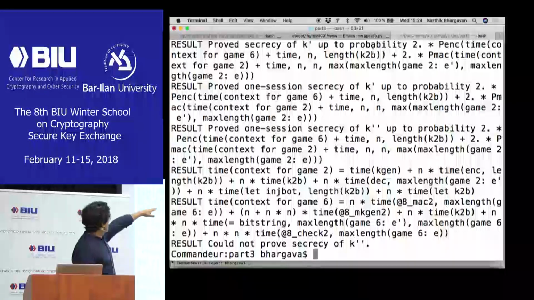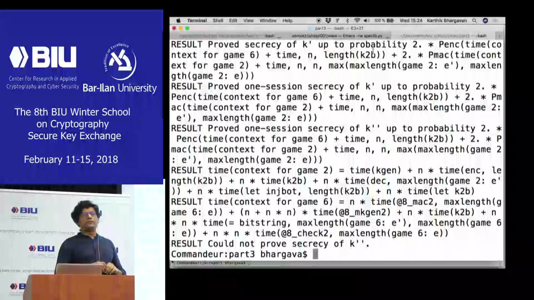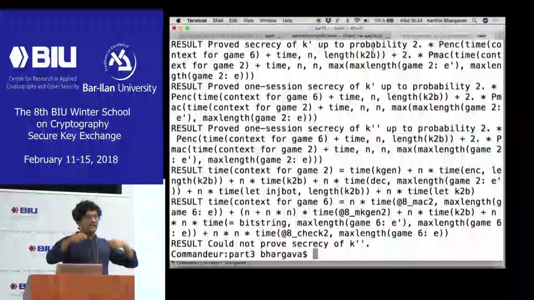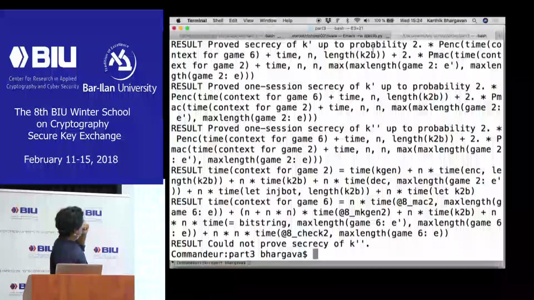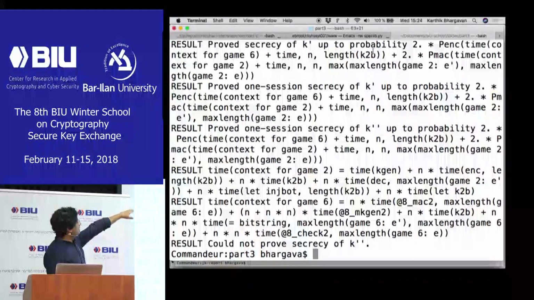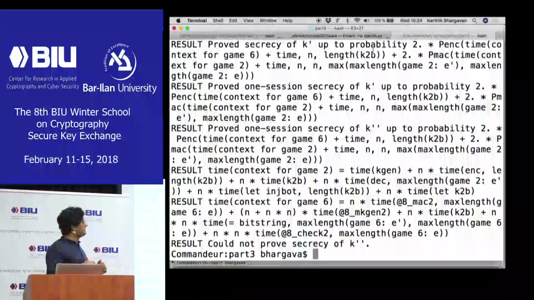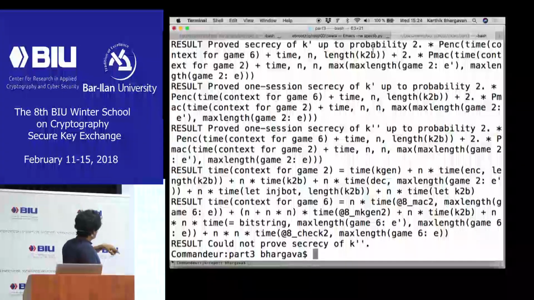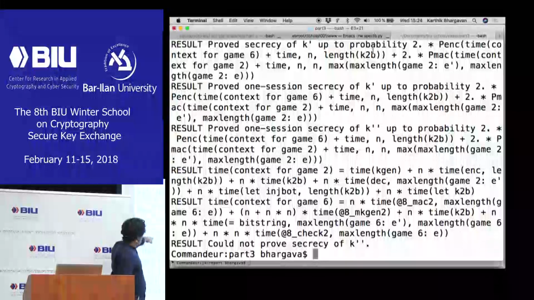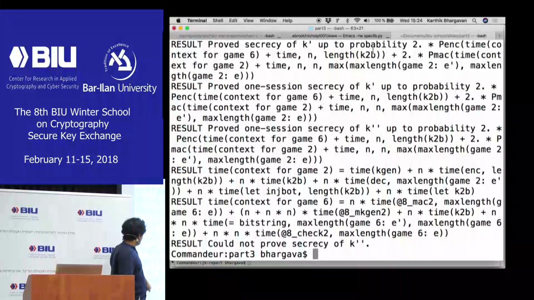So it gives me a big formula in terms of that little n and the amount of time the adversary can spend attacking various things, to say as long as that particular number is small, the attacker cannot break the secrecy of K prime, and under certain assumptions it has actually proved that formula over there is negligible. Similarly, it has properties for K prime and K double prime, and then it finally calculates that it could not prove the secrecy.